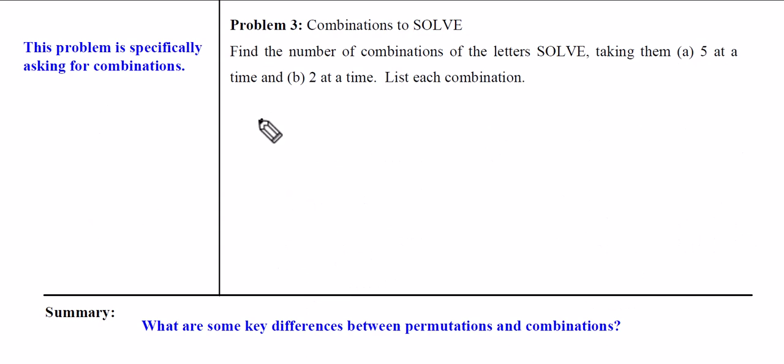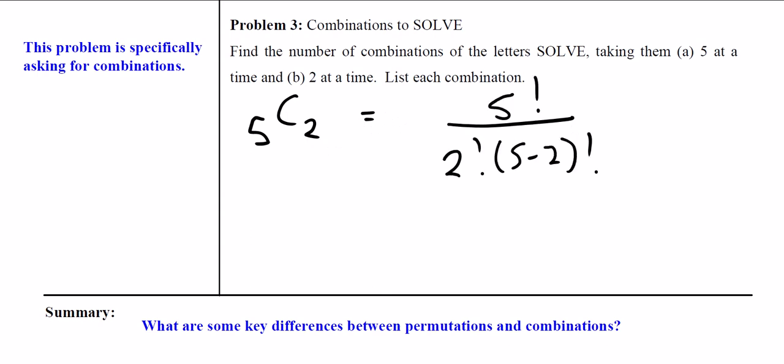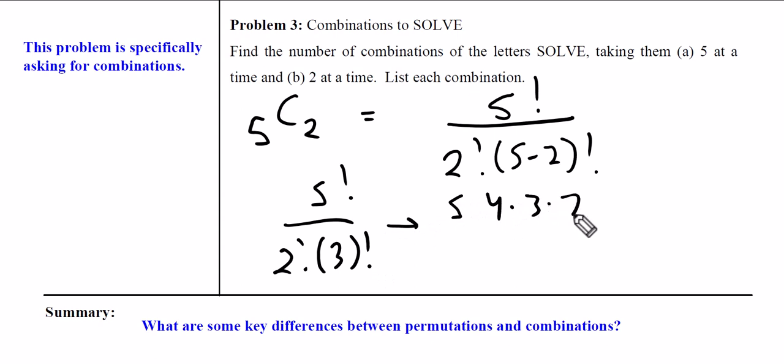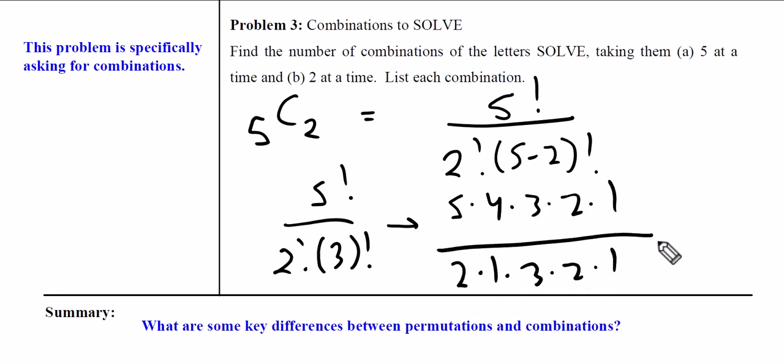Part B, 5 at a time. So we set that up. And we simplify this as 5 factorial over 2 factorial, 3 factorial. 5 minus 2 is 3. That's 5, 4, 3, 2, 1 over 2 times 1 times 3 times 2 times 1. Now, a lot of you are very, very comfortable with crossing these out. That's great.